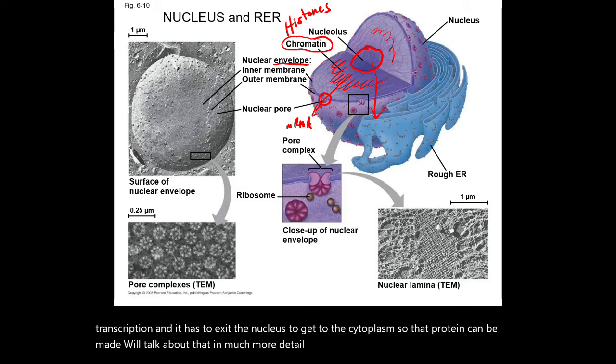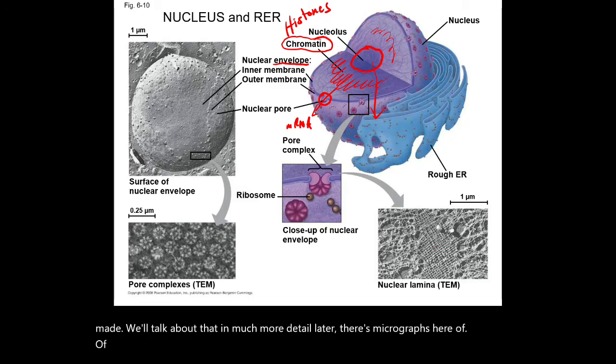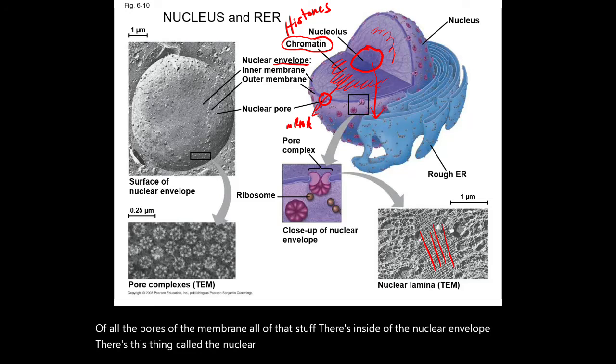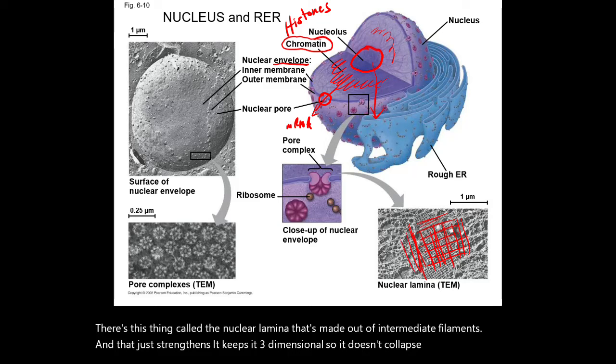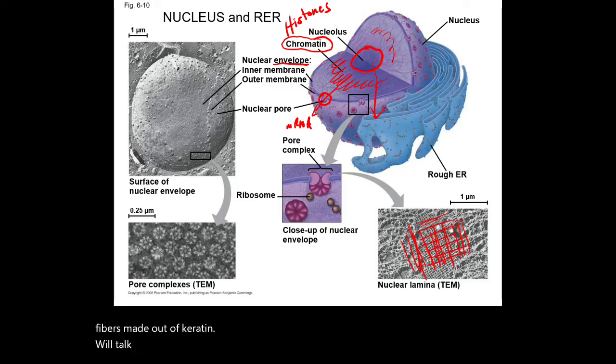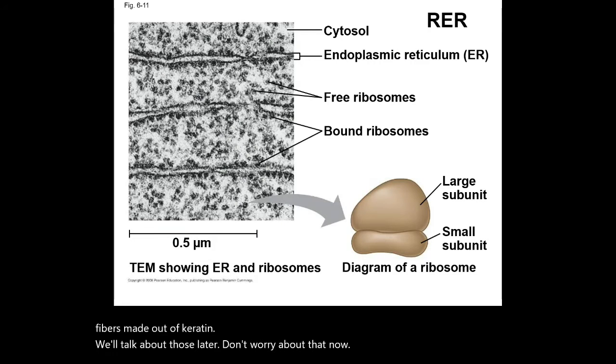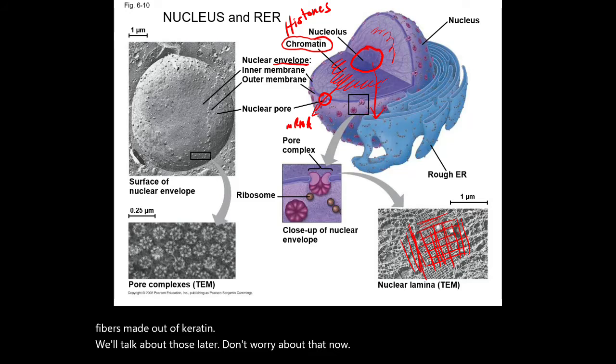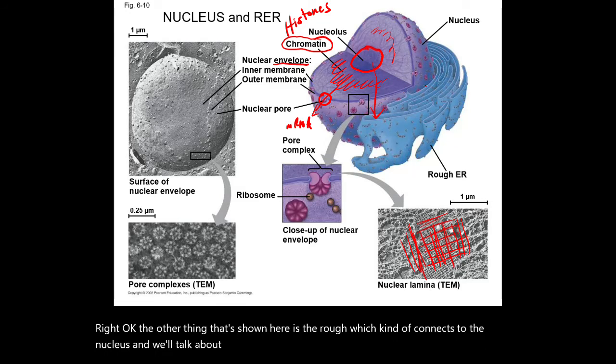There's micrographs here of the pores, of the membrane, all of that stuff. Inside of the nuclear envelope, there's this thing called the nuclear lamina that's made out of intermediate filaments. And that just strengthens it and keeps it three-dimensional so it doesn't collapse. These kind of strong fibers made out of keratin. We'll talk about those later. Don't worry about that now. All right. Okay, the other thing that's shown here is the rough ER, which kind of connects to the nucleus, and we'll talk about why that's significant in a minute.